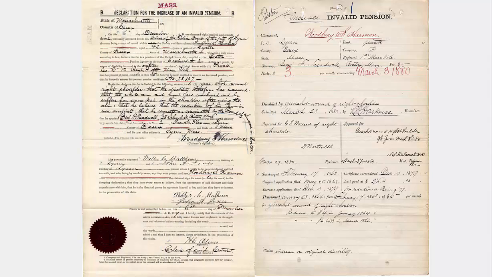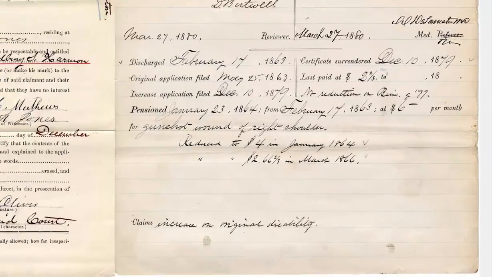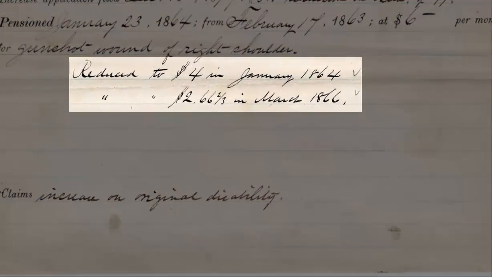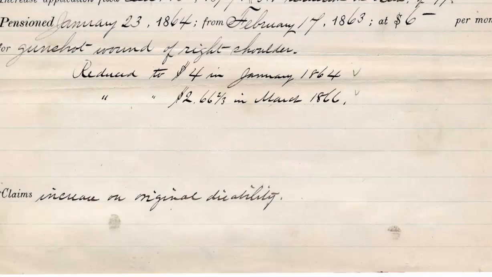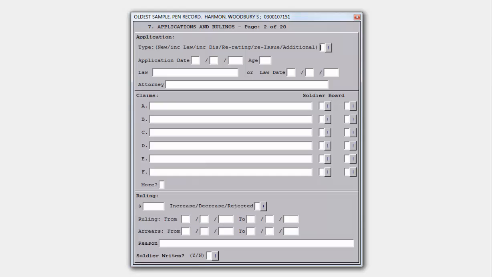The next 2 documents are the declaration and ruling forms dated 1879. During this era of the pension system, changes to pension amounts were sometimes made without action from the claimant. This happens most often in relation to wounds received in service that may be healing, and therefore the amount of disability is decreasing. On this document, 2 reductions in the amount of the claimant's pension are noted: $4 in January of 1864 and $2.66 2/3 in March of 1866. This latter amount will be rounded up to $2.67.